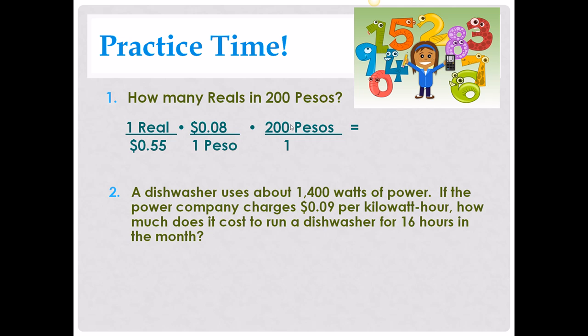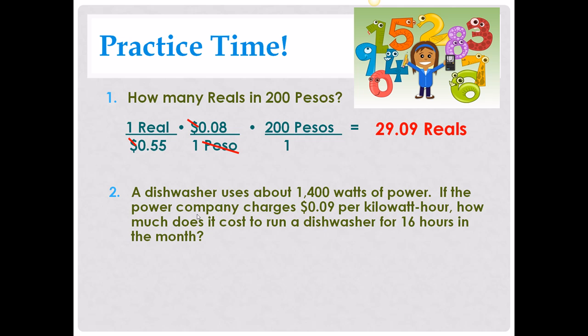They gave me 200 pesos. Now I can multiply straight across because you can see my dollars cancel with dollars and my peso cancels with my other peso, wherever that is. So I have 1 times 0.08 times 200 and 55 cents times 1 times 1. So we divide by 0.55 and you get 29.09 reals. So if you got that, you are doing awesome. Good work.